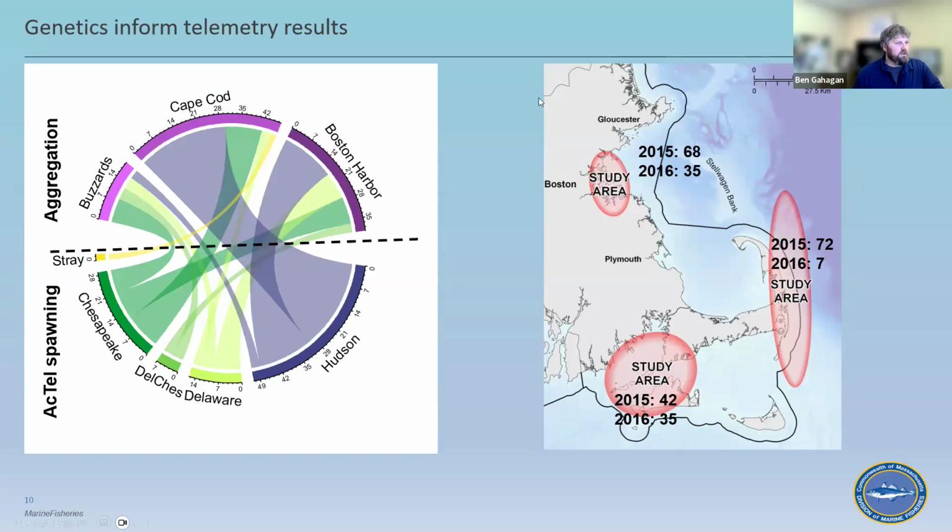So this is a chord diagram. For those of you who are not familiar with the chord diagram, the way it works is on top here, we have the tagging aggregation. So where we tagged fish: Boston Harbor, Cape Cod, Buzzards Bay, Vineyard Sound, and then where they were eventually detected spawning. We have the Hudson, Delaware, and then this is fish that in some years or within the same year visited both the Delaware and Chesapeake spawning areas in the right time period. And then these are fish that were just detected in the Chesapeake.